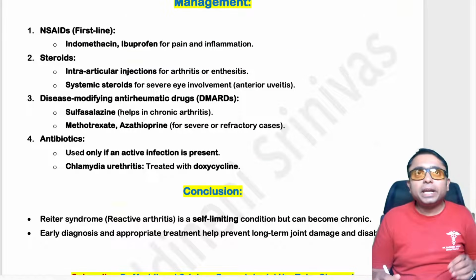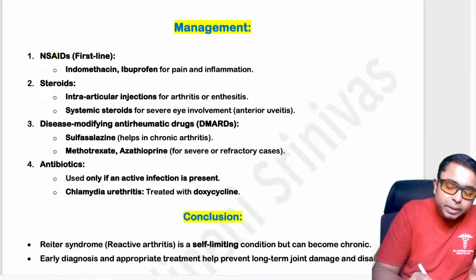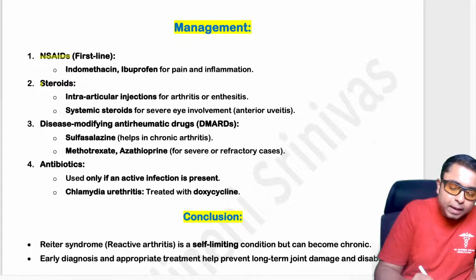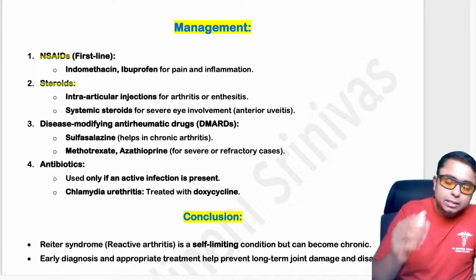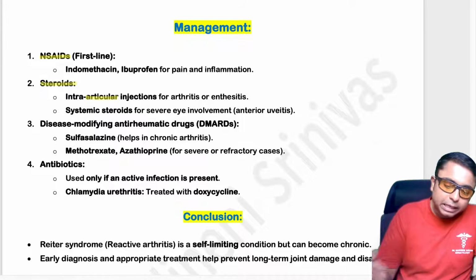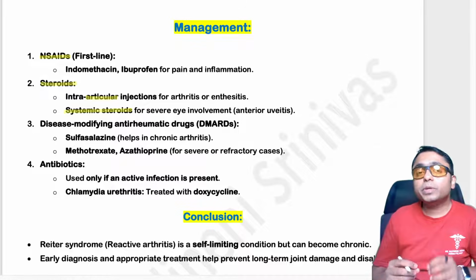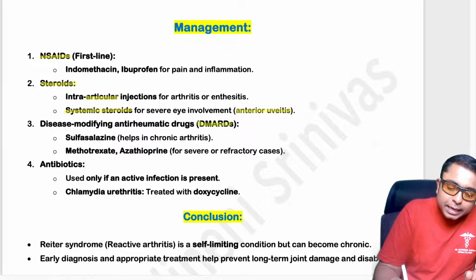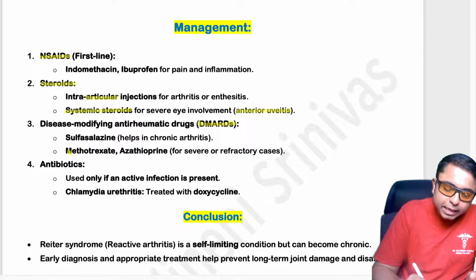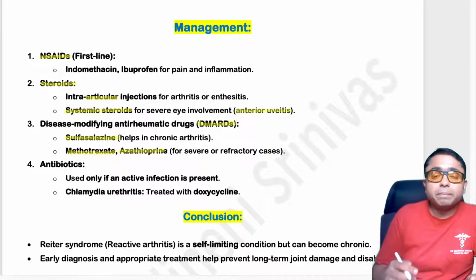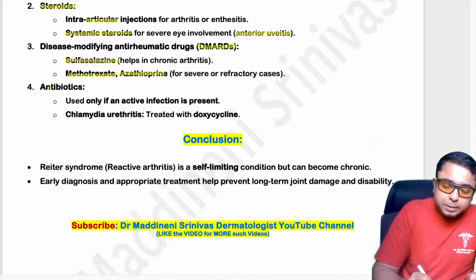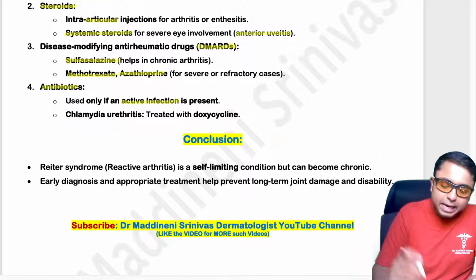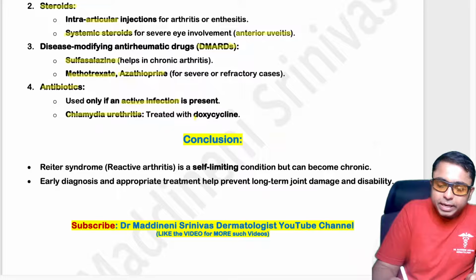Coming to the management, the first line of treatment is non-steroidal anti-inflammatory drugs, indomethacin and ibuprofen, and steroids. We can directly inject the steroids into the joint, as intra-articular injections, and systemic steroids may be used if the eye involvement is very severe, that is anterior uveitis. DMARDs, disease modifying anti-rheumatic drugs like methotrexate, azathioprine and sulfasalazine may also be used for chronic arthritis. Antibiotics are used only if there is an active infection by the time we diagnose reactive arthritis. For Chlamydia urethritis, we can give doxycycline.